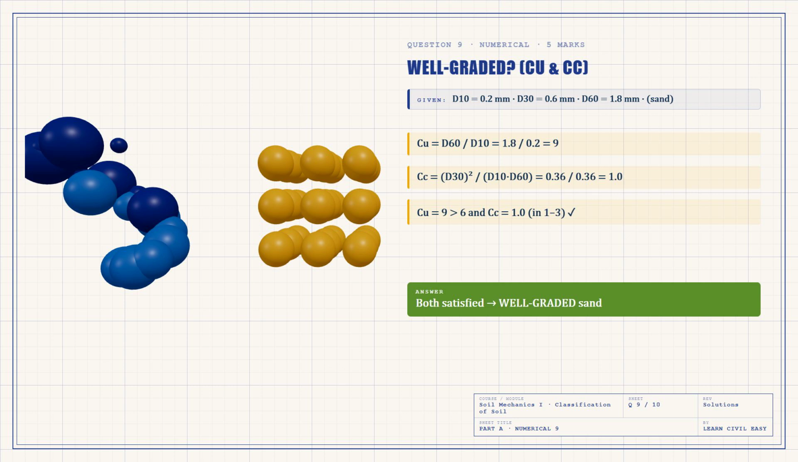Step 3. Since Cu of 9 is greater than 6 and Cc of 1.0 lies between 1 and 3, both conditions hold. So the answer, this is a well-graded sand.